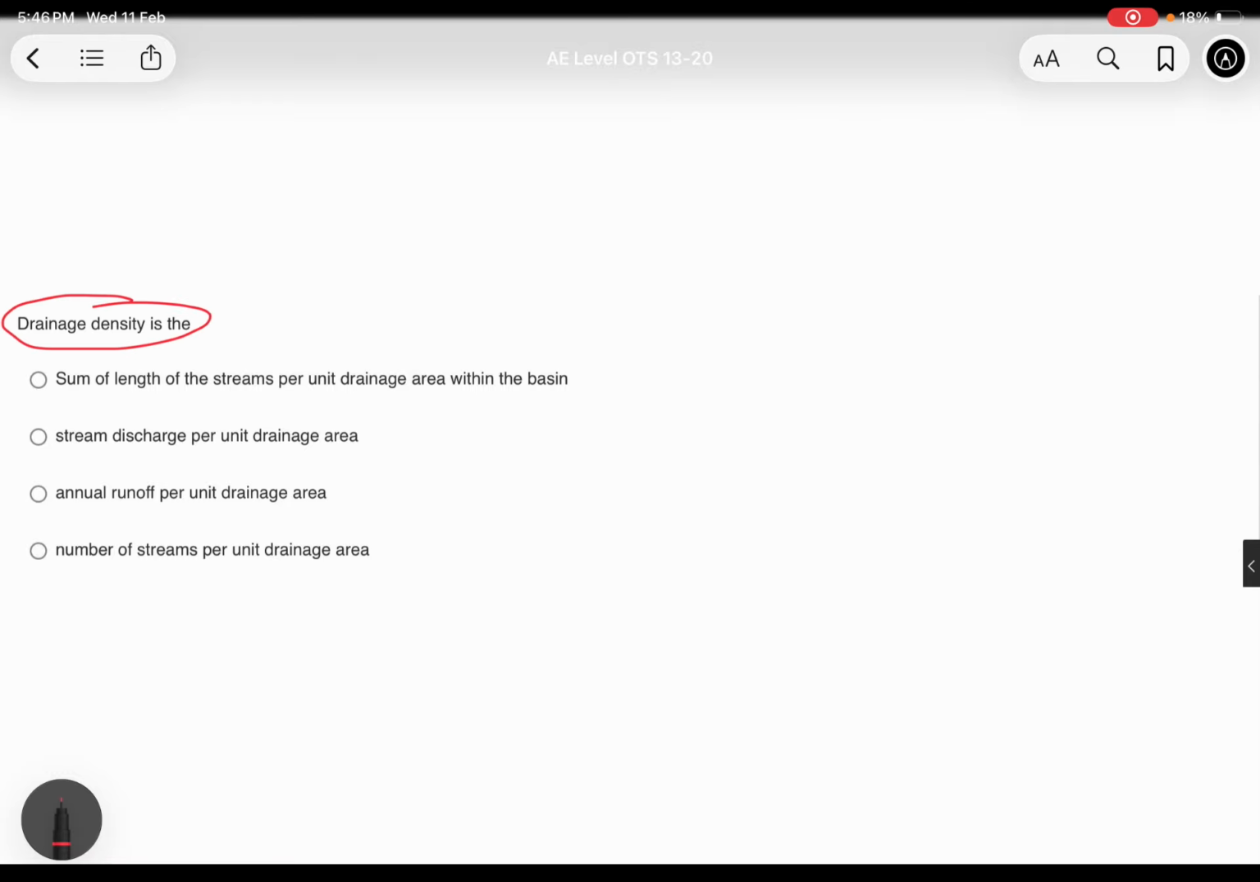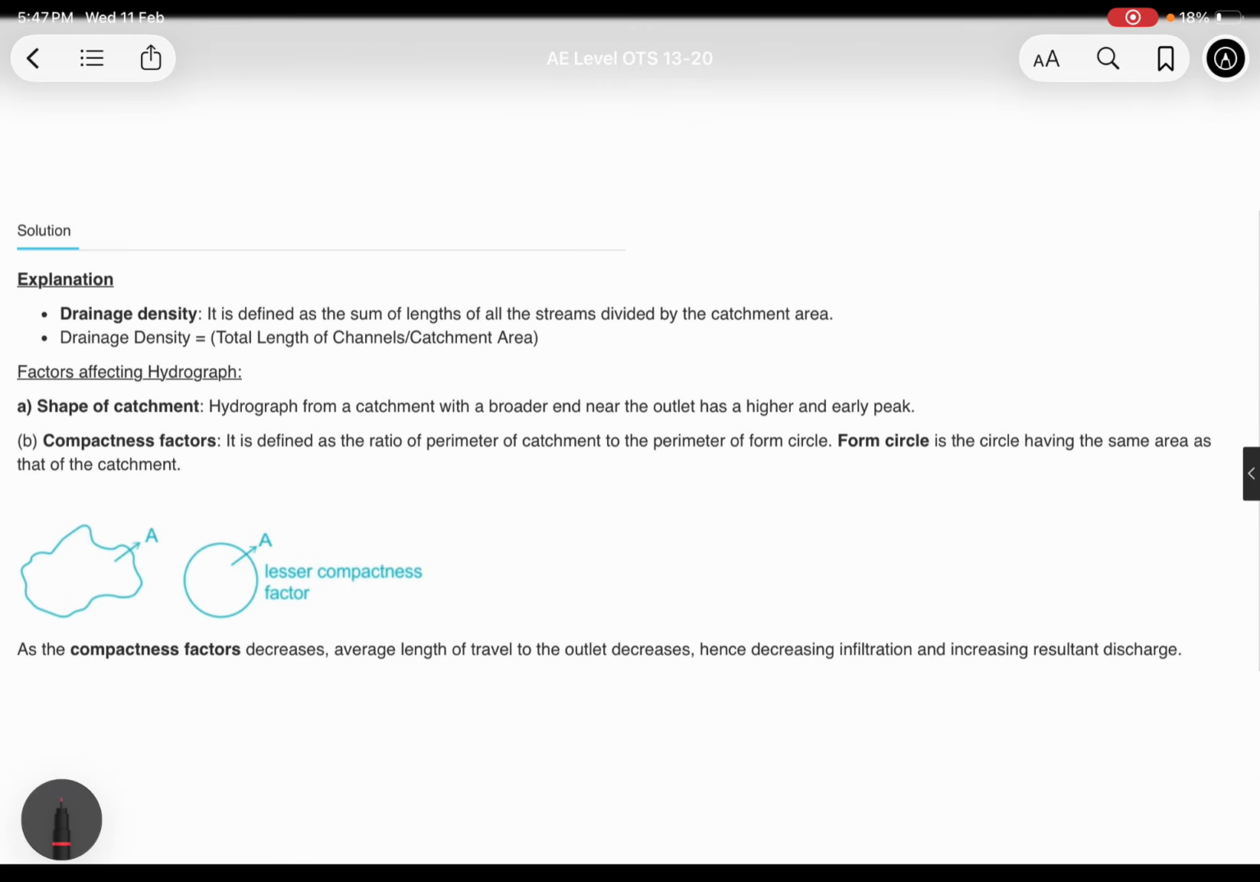Drainage density is the sum of length of streams per unit drainage area within the basin. Drainage density is defined as the sum of length of all streams divided by the catchment area. Drainage density is the total length of channel divided by the catchment area.